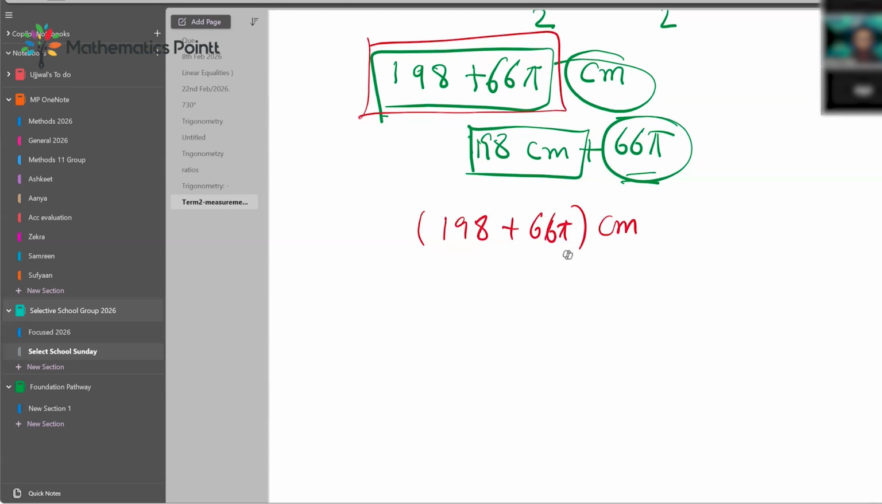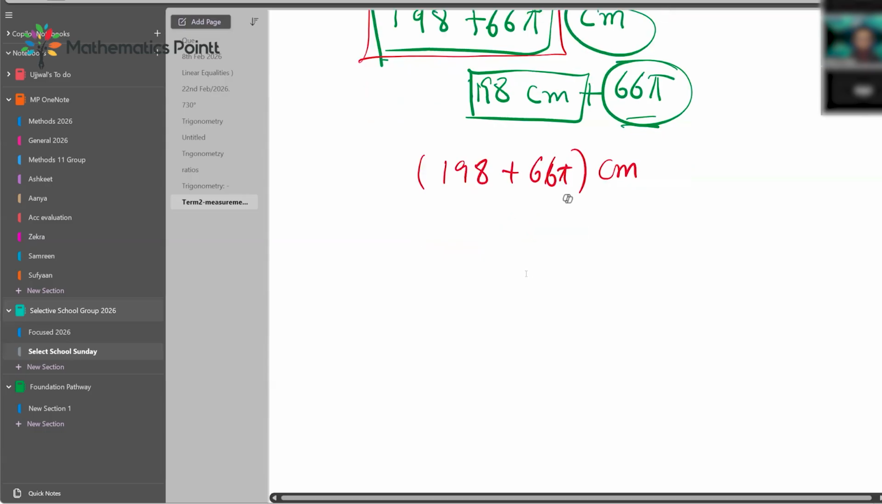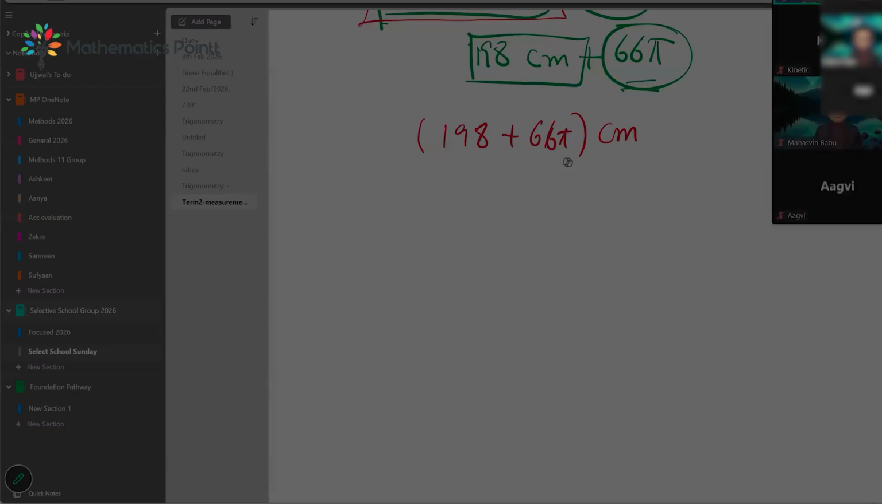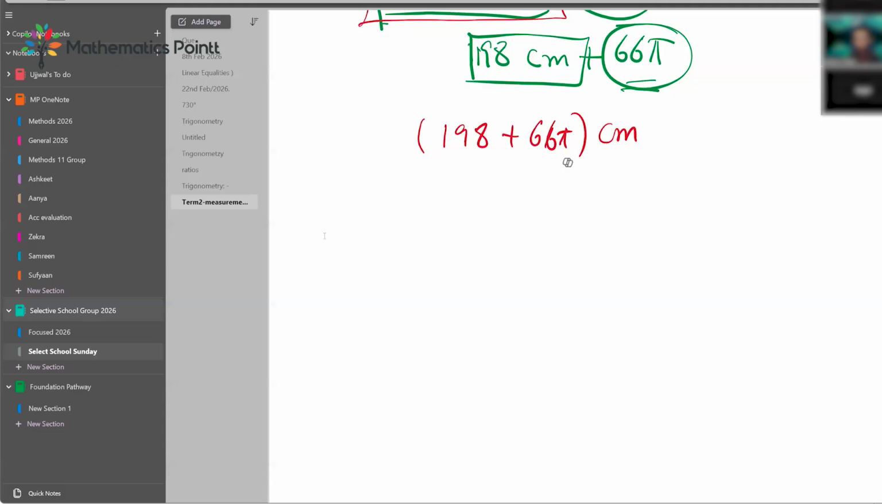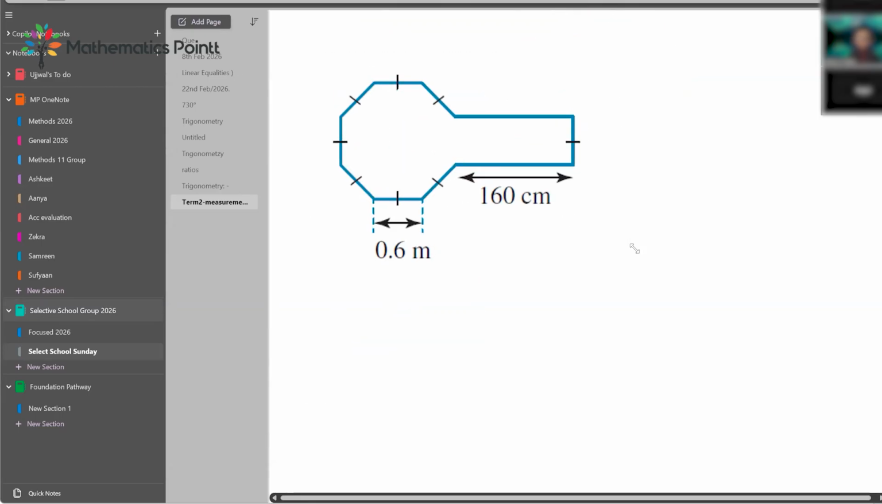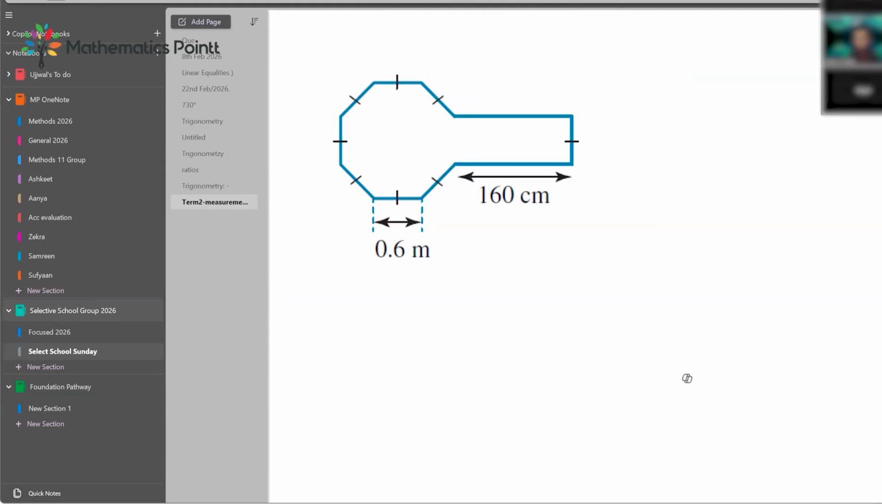Now, throwing another composite figure. Please concentrate before you attempt this. I'm going to zoom a bit so that you can see it. Go for it. Take your time before you give me the answer.